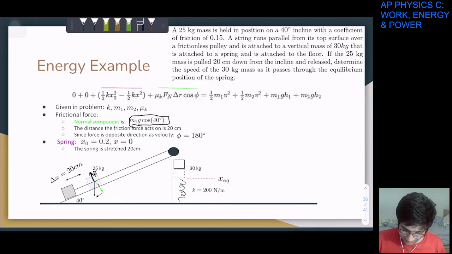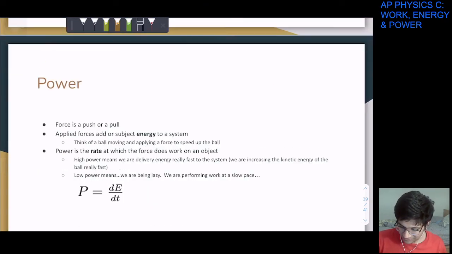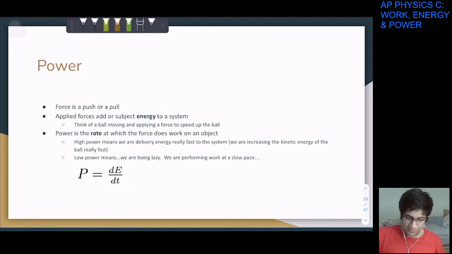Awesome. Now, there's one small last topic, which is power, and that's actually it for this unit. So power is not a super big topic on the AP exam. You might have to take a derivative, but it's worth mentioning.